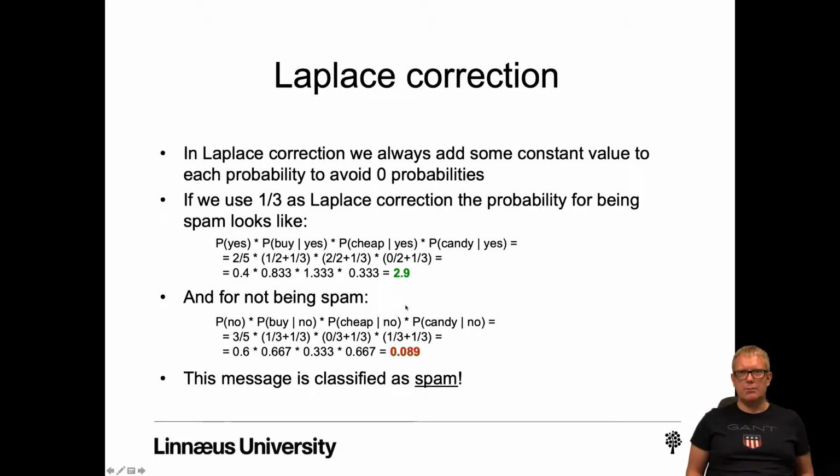And for not being spam, probability no multiplied by probability of buy given no and all the words in the message, we just keep looking at the values from the table and add our Laplace correction, and the result is 0.089. So this message is clearly classified as spam in this case.